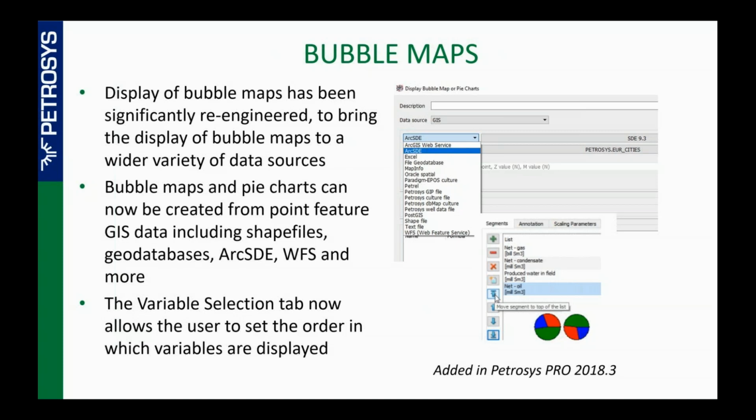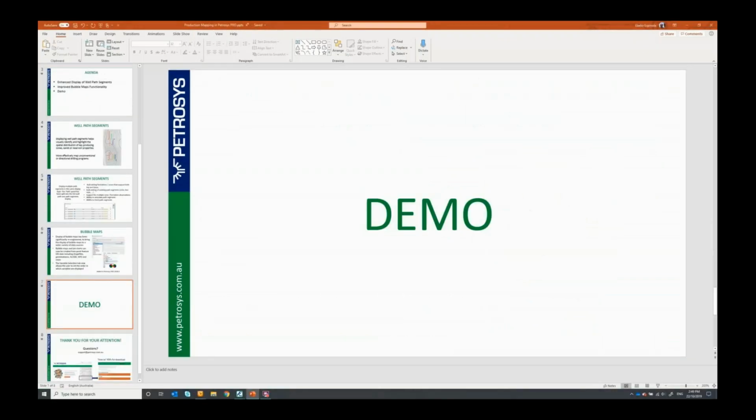A wider variety of sources is the key feature when we talk about this enhanced bubble maps functionality, and I'll show you a couple of examples in a couple of minutes when we get to the demo. So let's quickly show you each of these features. Let's start with the well path segments.